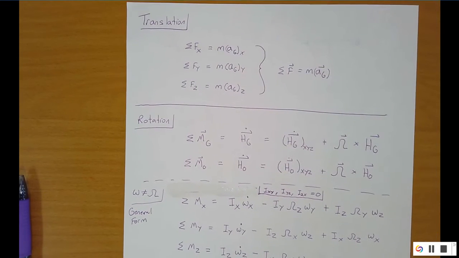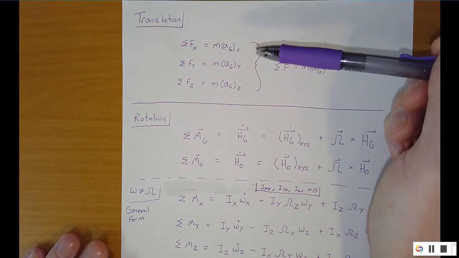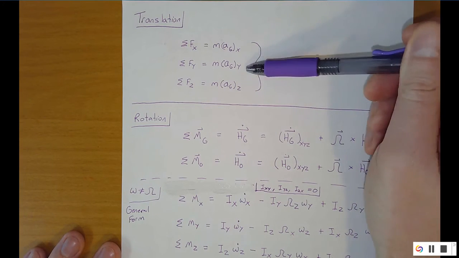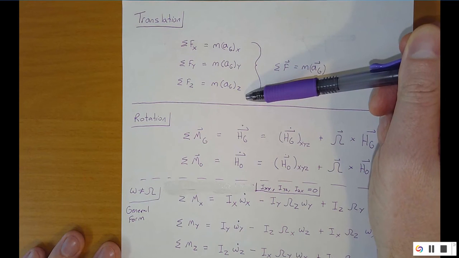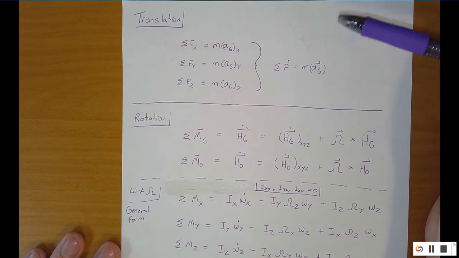So for our equations, we'll start off with translation. Remember, our motion is generally translation plus rotation. So for translation, sum of forces equals mass times acceleration of the center of gravity. Equations that look very familiar to what we've seen in the past. You can break this up into x, y, and z. You could use other coordinate systems, but our rotation aspect has not been derived for those.